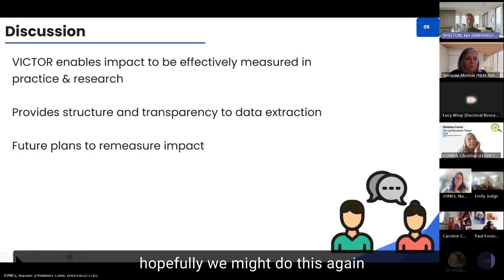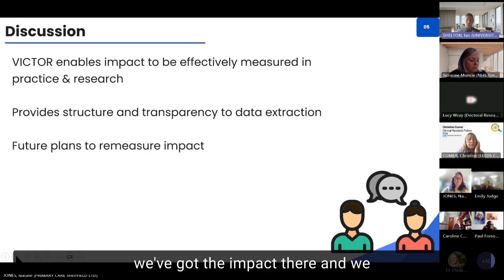Future plans: hopefully we might do this again, because we've measured impact just as the RCT was finishing. We might try and do it at another stage, maybe 2 years down the line, because I think it's really important that we've got a snapshot of the impact now, but further down the line, I think it'd be really important to see.